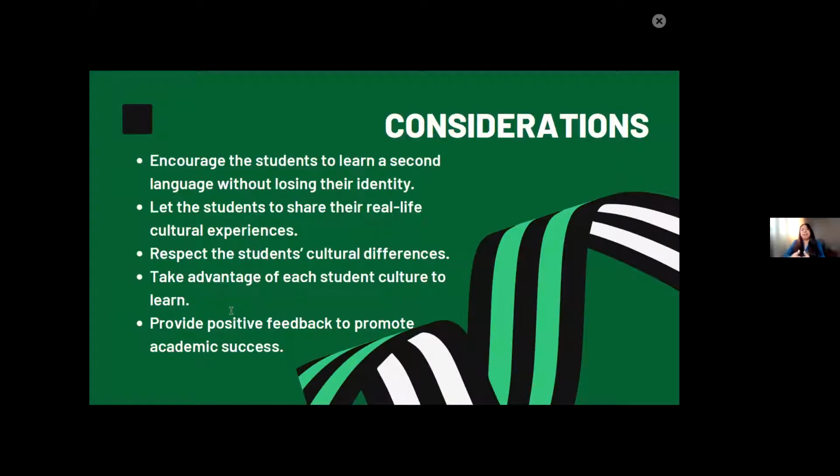But I would like to talk a little bit about some considerations that are important to keep in mind in a multicultural classroom. Encourage the students to learn a second language without losing their identity. Let the students share their real life cultural experiences, respect the students' cultural differences, take advantage of each student's culture to learn, and provide positive feedback to promote academic access. A multicultural classroom becomes a challenge with every student group and every year, but it works.